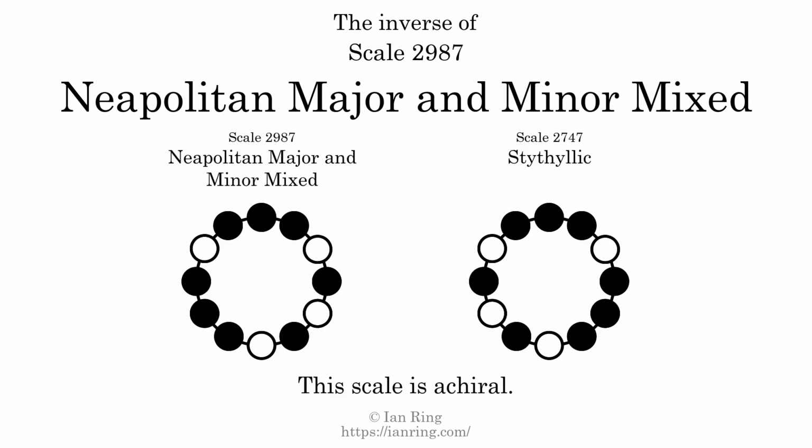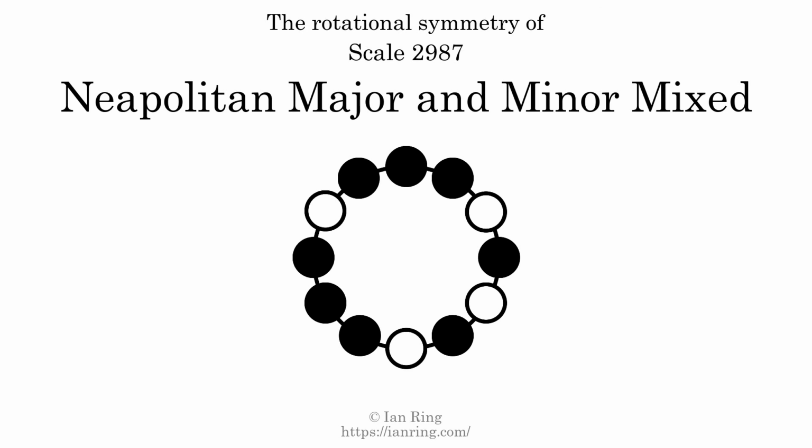The inverse of a scale is a mirror image. It is what you get when the sequence of intervals is reversed. The inverse of this scale is scale 2747, also known as stithilic. This scale is achiral, since it can transform into its own reflection by a rotational transformation. This scale has no rotational symmetry.